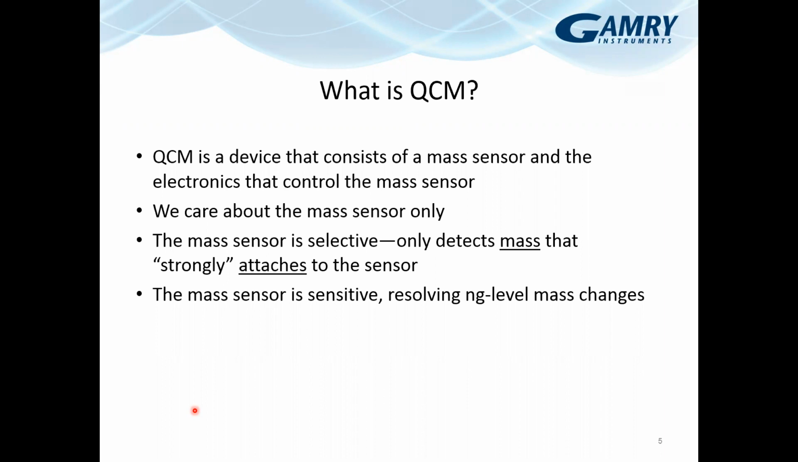This mass sensor, the QCM, is selective in that it only detects the mass that strongly attaches to the sensor. So you have a baseline response, and then let's say your biofilm forms, and you should be able to detect the attachment of the cells that comprise the biofilm. And the mass sensor is sensitive, resolving nanogram level mass changes. That's what you would need if you wanted to study single cells attaching to a surface, or detect that initial attachment of the biofilm onto the sensor surface.